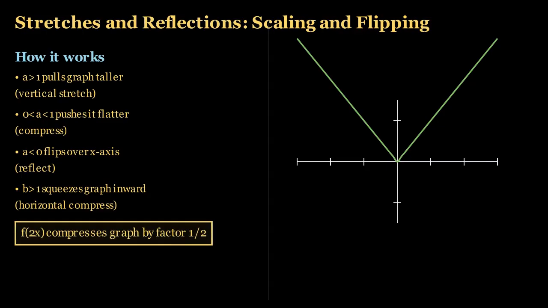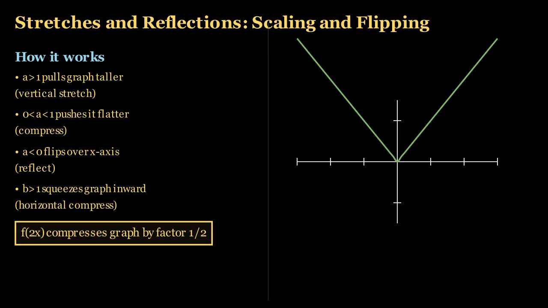If b is 2, we now have f of 2x. To get the same output as before, x only needs to be half as big. So the graph squishes inward toward the y-axis. It's a horizontal compression. Let's solve a concrete problem.